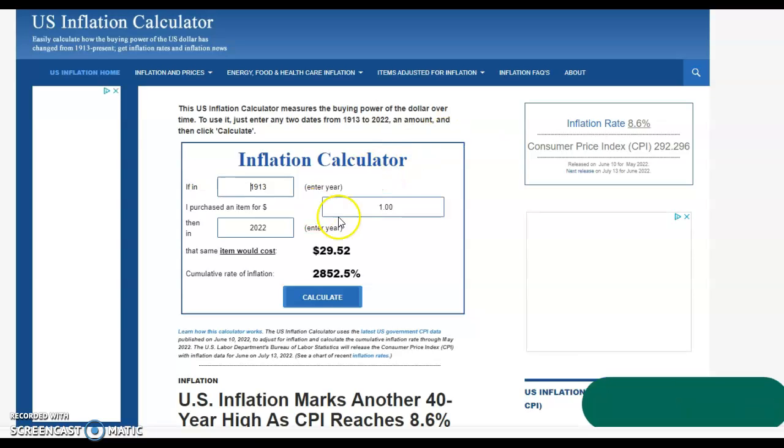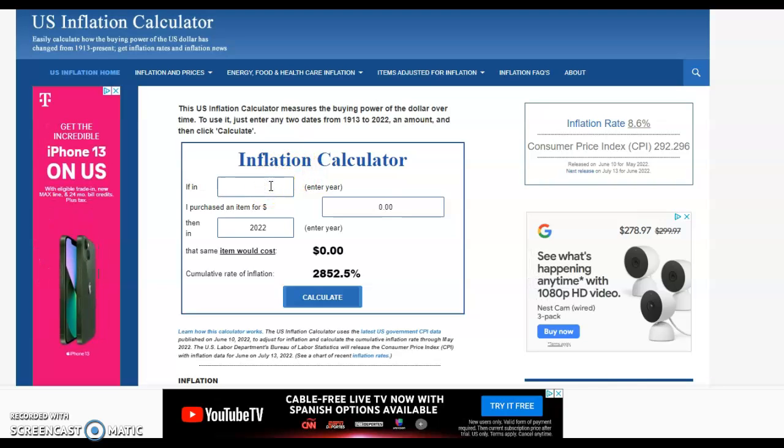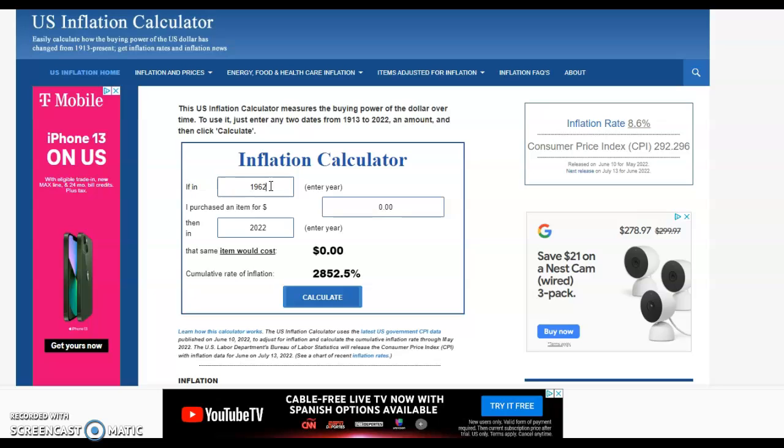So for example, if you enter in the dollar amount, figure out the price of a ticket, for example. I'm going to put in 1962 and compare it to now. And let's say the ticket to go to a basketball game, all right?